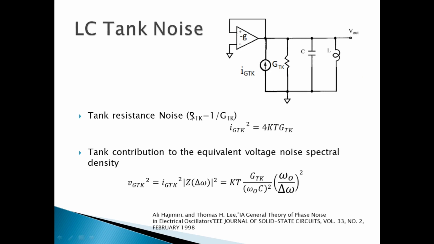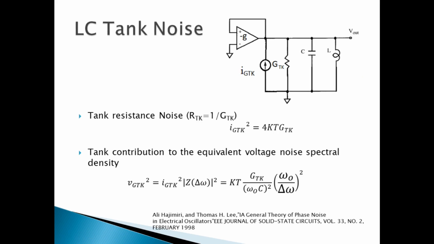So you have this noise current injected into the LC tank, converted into noise voltage. We have denoted the noise voltage in the LC tank as VGTK square. This is the power rather, not the voltage, but the power representation, the noise power by the LC tank.